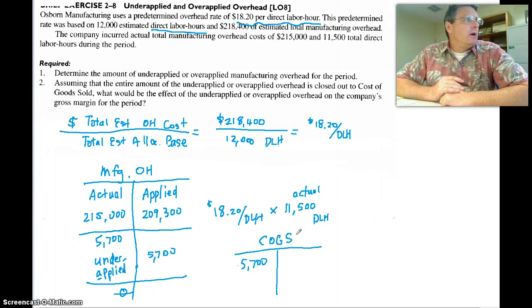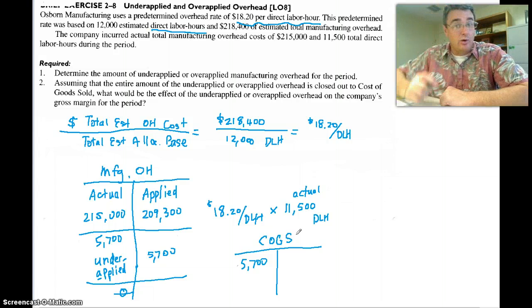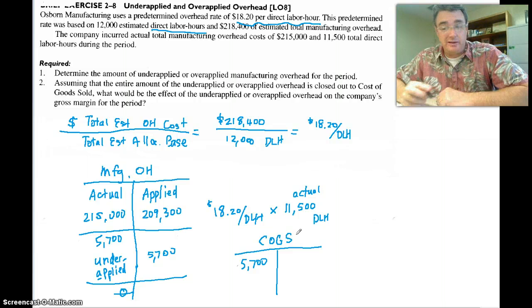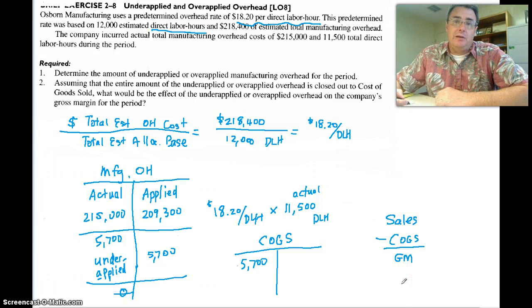What would be the effect of the underapplied or overapplied overhead on the company's gross margin for the period? Gross margin? Do you guys remember what that is? Think of your income statement. The top part of your income statement, sales minus cost of goods sold, gives us gross margin. Then we go on to finish the income statement with net income, but we'll focus on gross margin at this point.